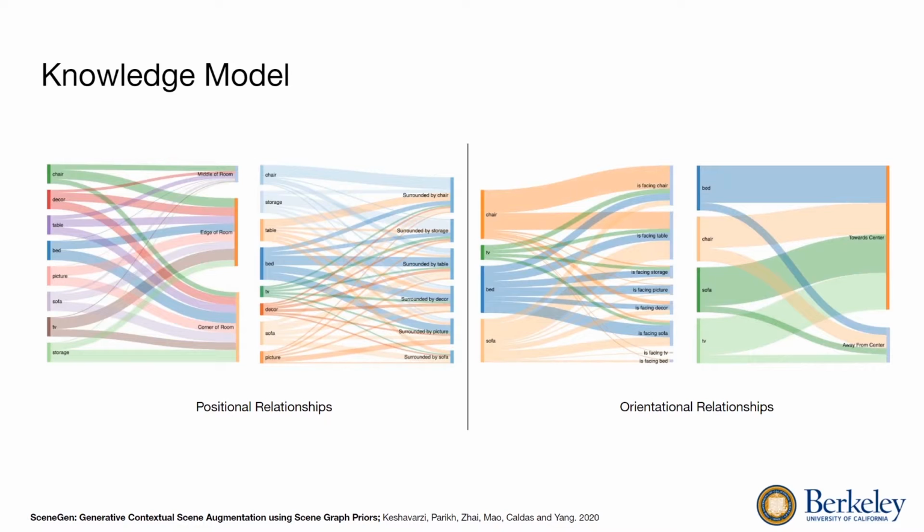Okay, so here's also a visualization of all our relationships in both positional and orientational features in the Matterport 3D data set. And you do see some interesting observations over here. For instance, the bed is usually towards the center of the room. Over here on the left, you see the storage is typically in the corner or at the edge of the room. It doesn't happen to be in the middle of the room. And in general, we're trying to show this kind of visualization of our knowledge model.